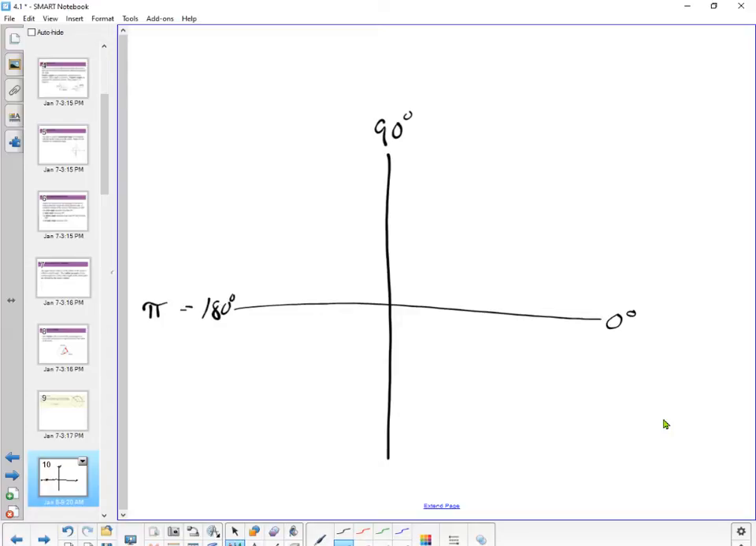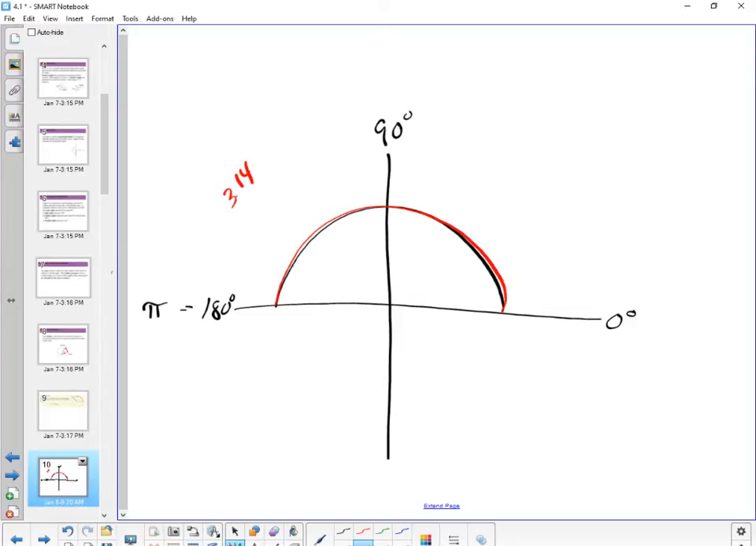So let me ask you this. How many radians can I have from here to there? No, that's degrees. How many radians will I have from 0 to 180? Give me a number, not pi, not a symbol. How many radians will I have? 3.14. So I know that from here to here, there will be exactly 3.14 radians, correct?